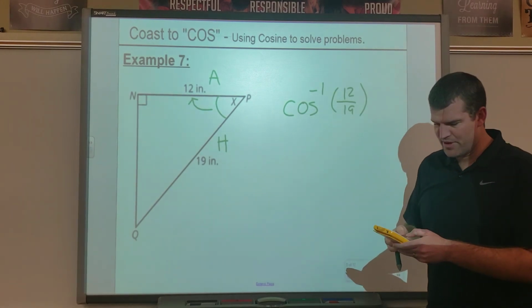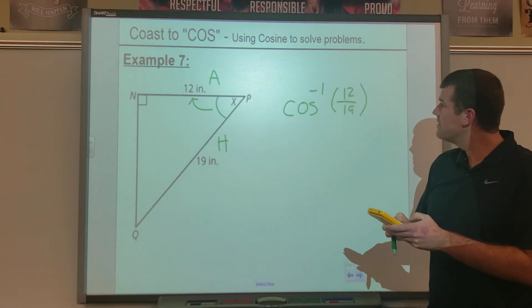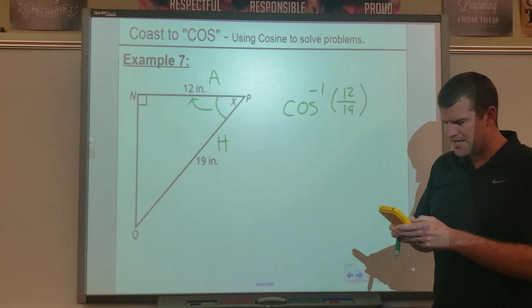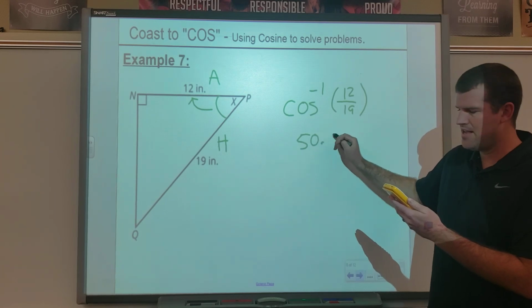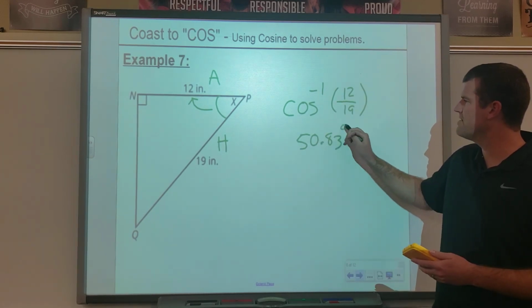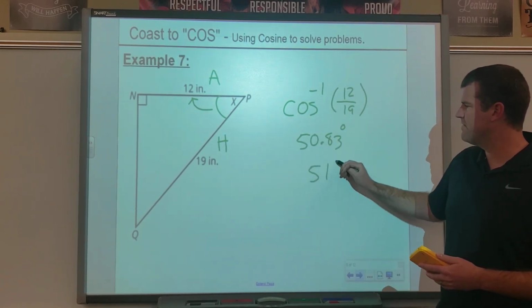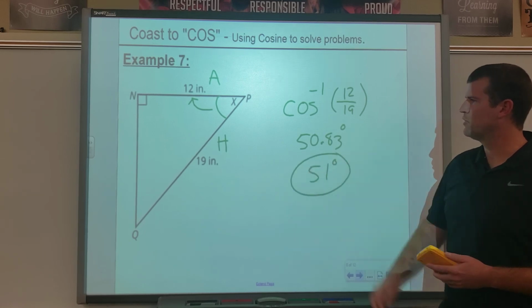Well, let's see if we agree. I got inverse cosine of 12 divided by 19 is 50.83 degrees. Or if we round it, that's 51 degrees.